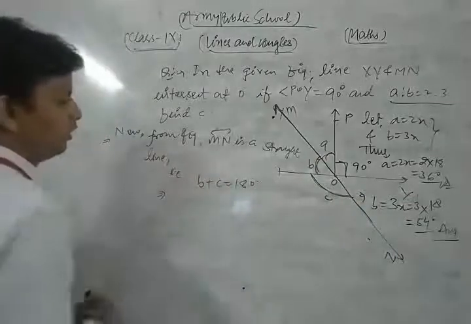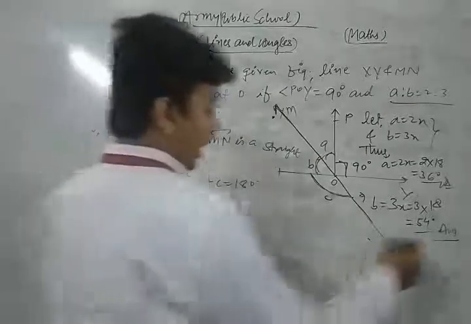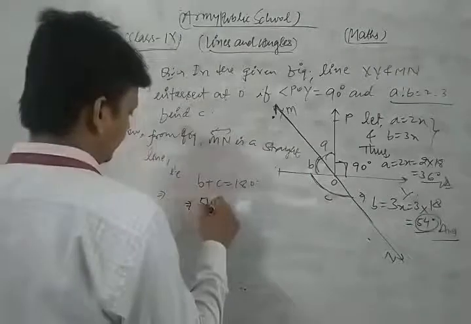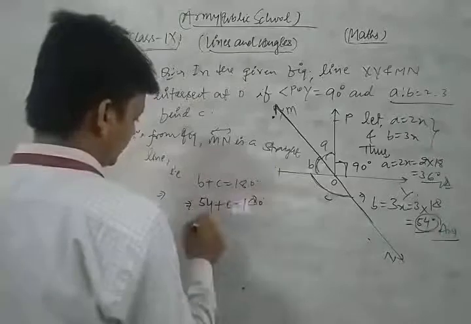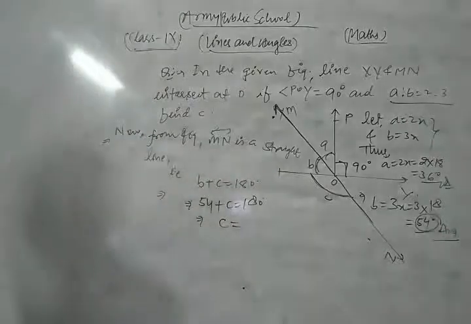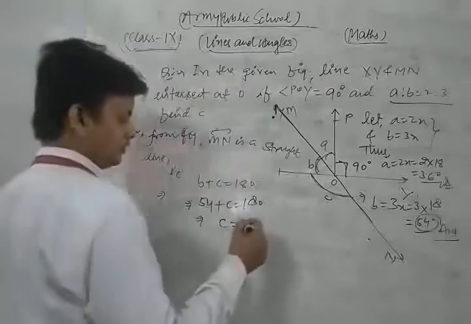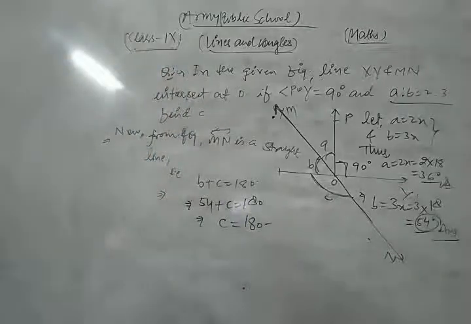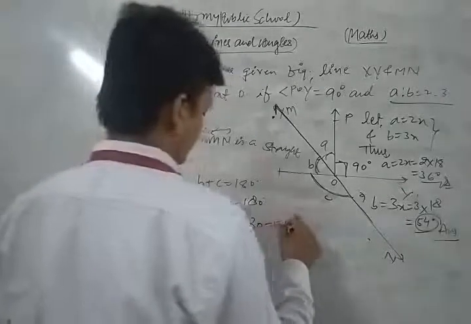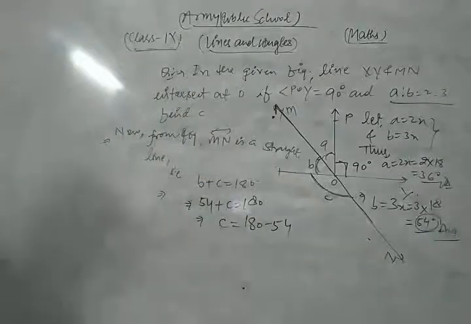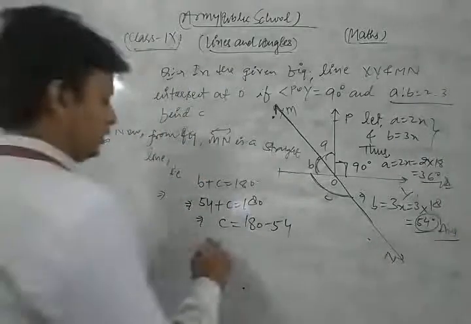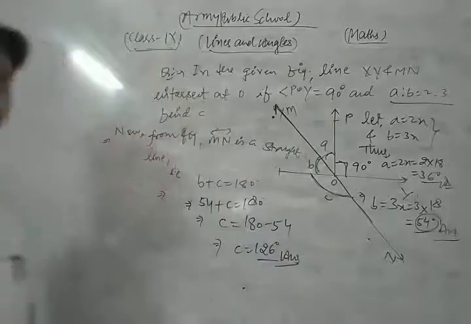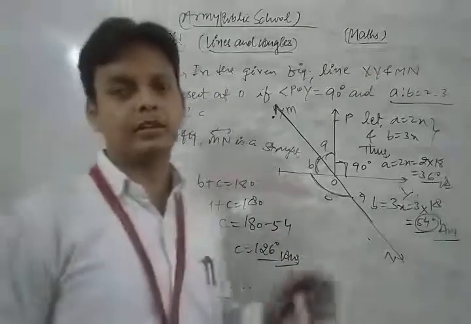Now the value of B is 54 degrees. So 54 plus C is equal to 180. Thus the value of C is equal to 180 minus 54. So we get 126 degrees. This is the value of angle C. Okay. So therefore, in this way, this is the required solution.